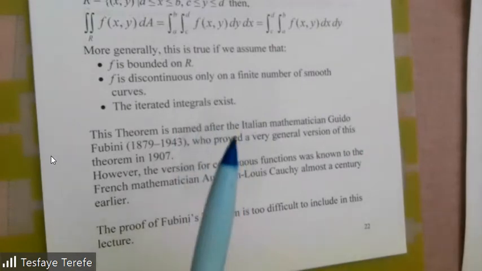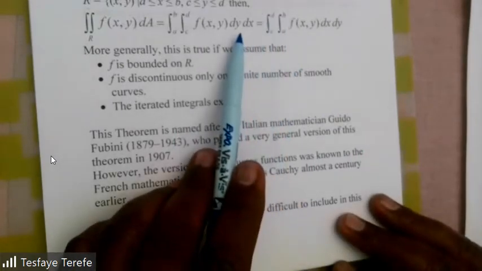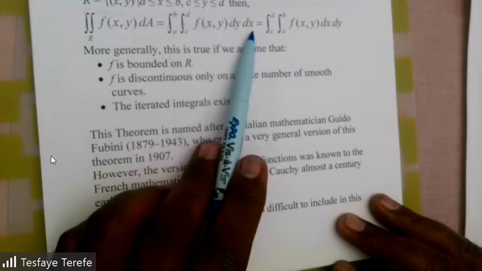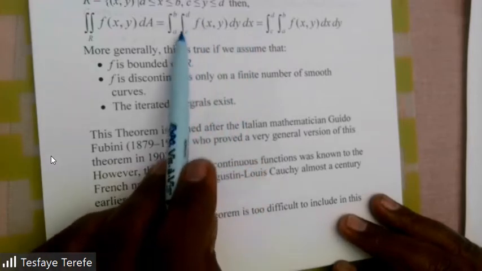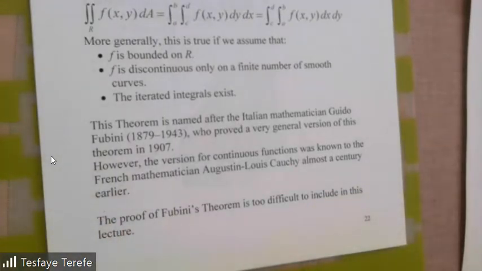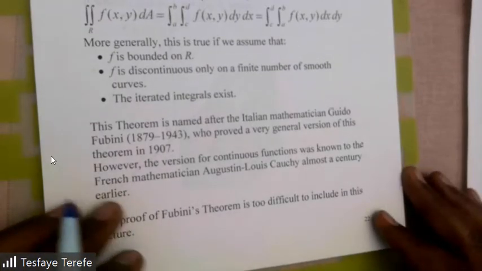The only thing that you have to remember is the internal variable of integration has to match with the internal limit of integration. The external variable of integration has to match with the external limit of integration. As long as we change, that's it. More generally, this is true if we assume that f is bounded on R, f is discontinuous only on a finite number of smooth curves. If it is discontinuous in a finite number, we can really partition and add, because the linearity property of the integral will give us that. And if the iterated integral also exists. In other words, unless otherwise it is an improper integral. That is what it means.